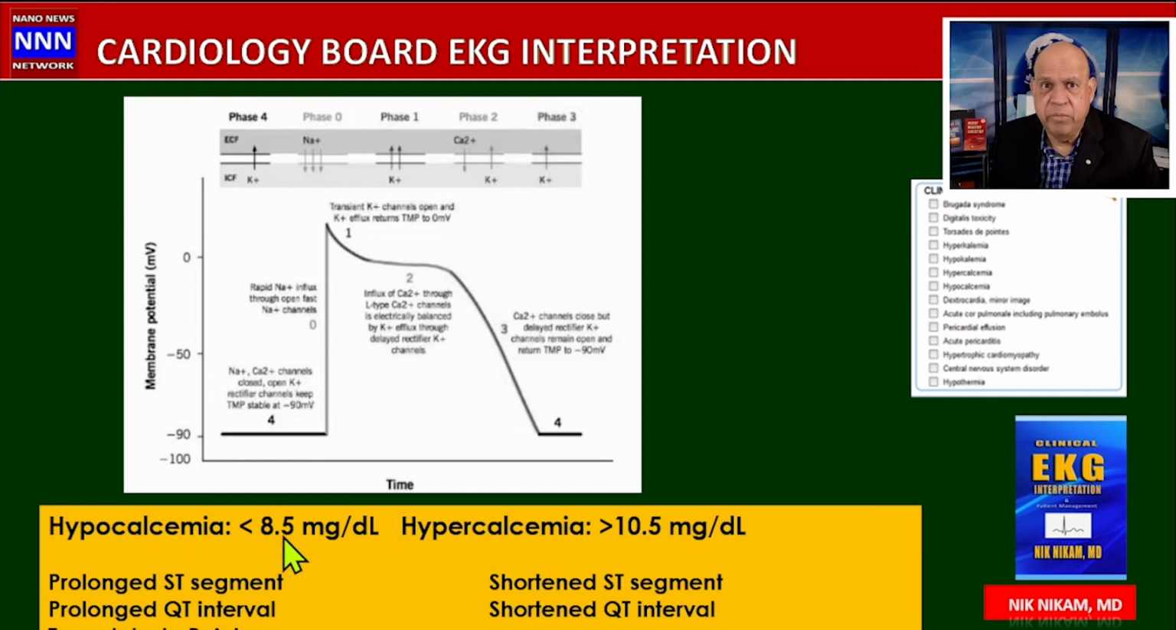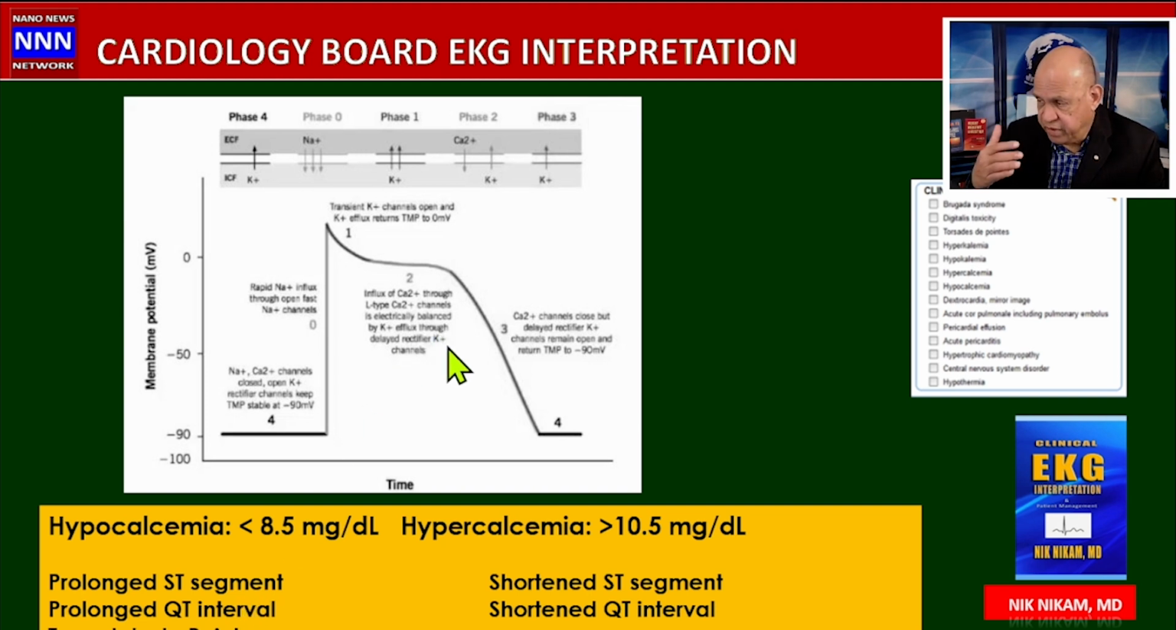Again, we're going to come back to the action potential when we talk about calcium. Hypocalcemia is where the serum calcium level is less than 8.5 milligrams per deciliter, whereas hypercalcemia is defined as greater than 10.5 milligrams per deciliter. Calcium influx into the cells causes shortening of the ST segment and shortening of the QT interval, whereas reduced calcium in the interstitial space leads to a prolonged ST segment and prolonged QT interval, and these patients are prone to developing torsade.